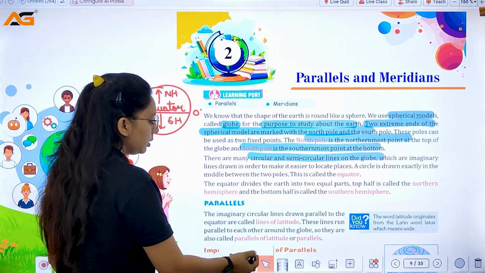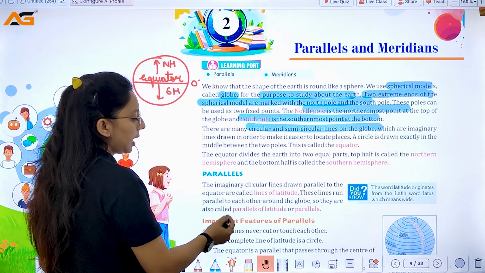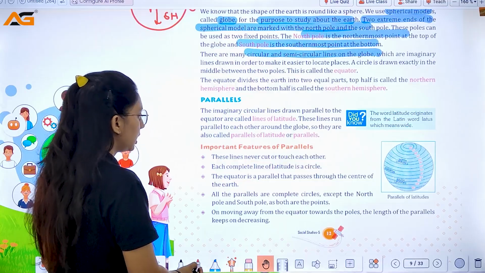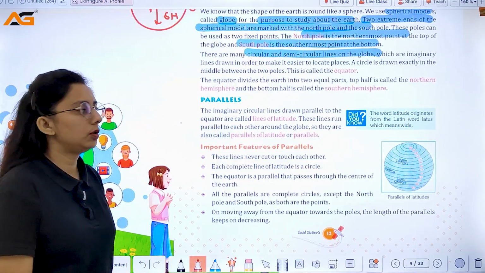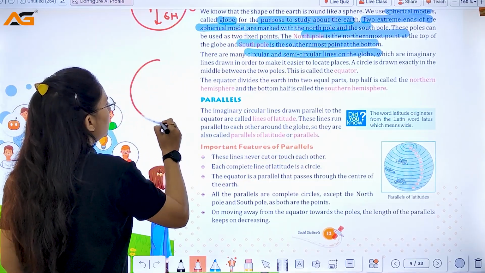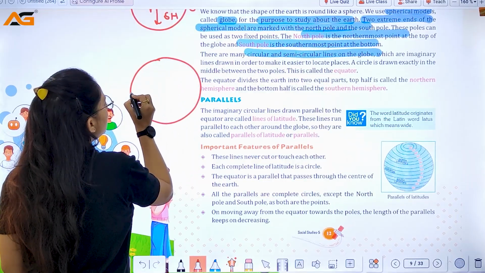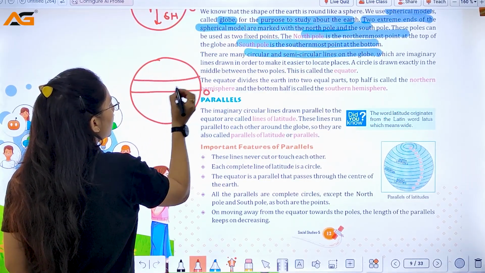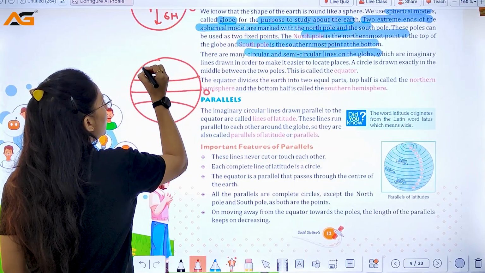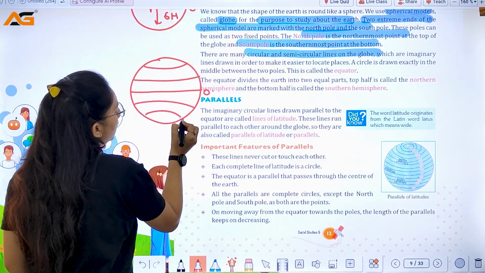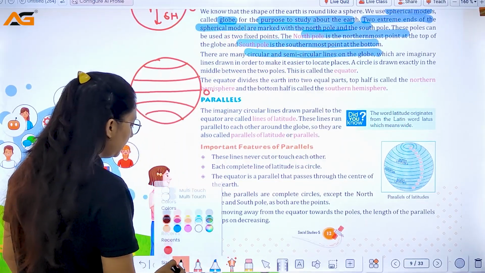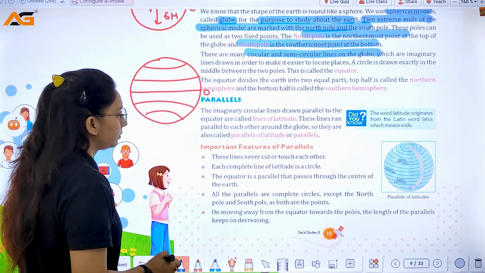So let's study about the parallels. What are parallels? These are the lines of latitudes. Parallel lines होती हैं, right? Like we have Earth. This is the 0 degree equator. This is Tropic of Cancer, Tropic of Capricorn, Arctic Circle and Antarctic Circle. These are the lines of latitudes. Let me mark them over here.